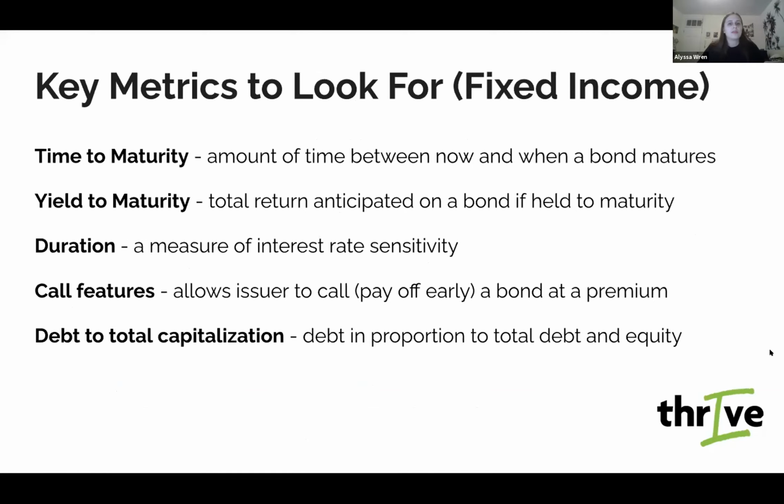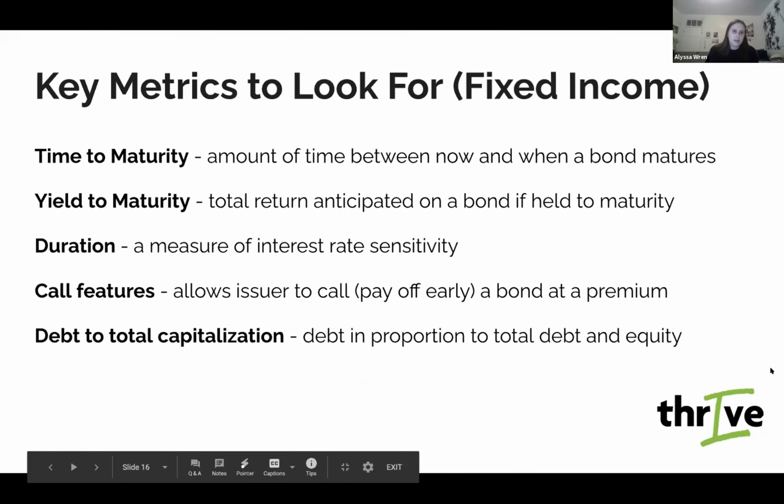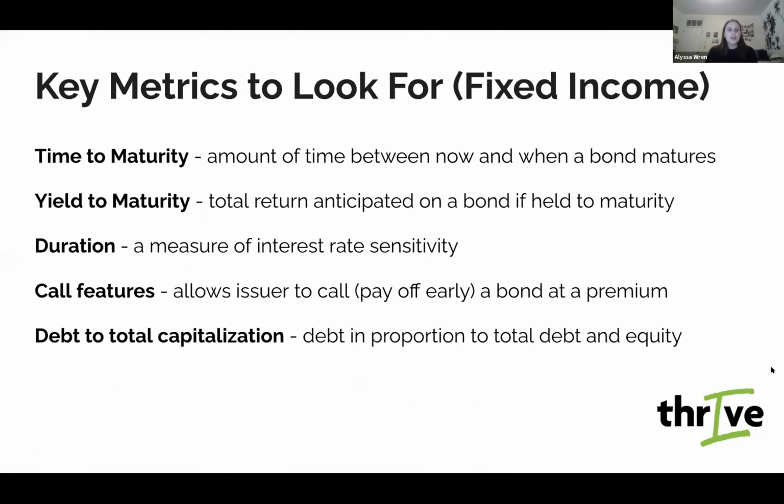Okay, so now we'll talk about some key metrics to look for in terms of fixed income or bonds. So time to maturity, this one's pretty self-explanatory. It's the amount of time between now and when a bond matures. So if you buy a bond for 5 years, you'll get your principal back after 5 years. And so that's the time to maturity. The yield to maturity is a similar concept. It's the total return that's anticipated on a bond if you held it to maturity. So how much would you expect to get in total if you held the bond for 5 years?